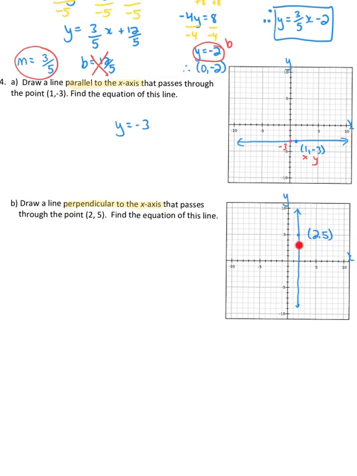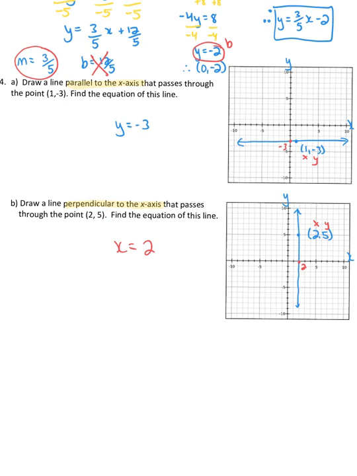So this new line is perpendicular to the x-axis, which means it's vertical. So to find the equation of a vertical line, we are interested in where it hits the x-axis. So here it hits the x-axis at 2. And we notice that every point on this line will have an x value of 2. The y value will change depending on how far above or how far below the x-axis you are, but we are always 2 to the right. So the x value is always 2. So the equation of this vertical line is x equals 2.